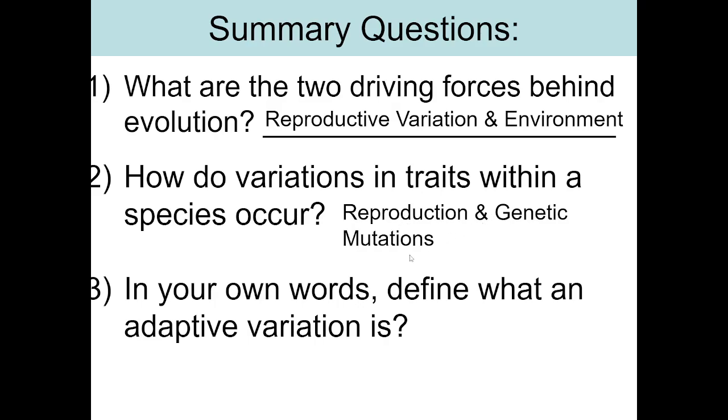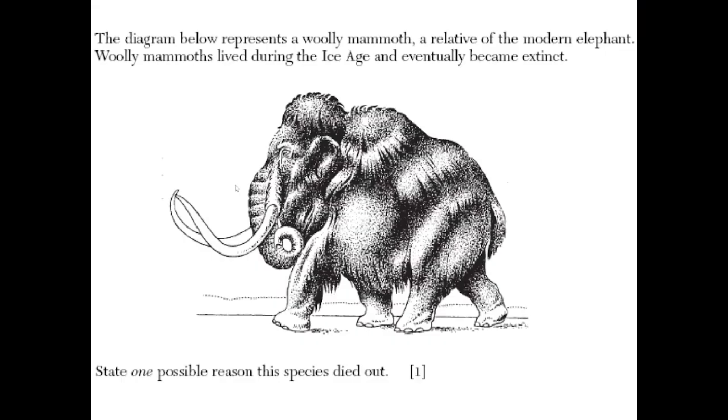Reproduction and genetic mutations. In your own words, define what an adaptive variation is. The diagram below represents a woolly mammoth, a relative of the modern elephant. Woolly mammoths lived during the Ice Age and eventually became extinct. State one possible reason this species died out.